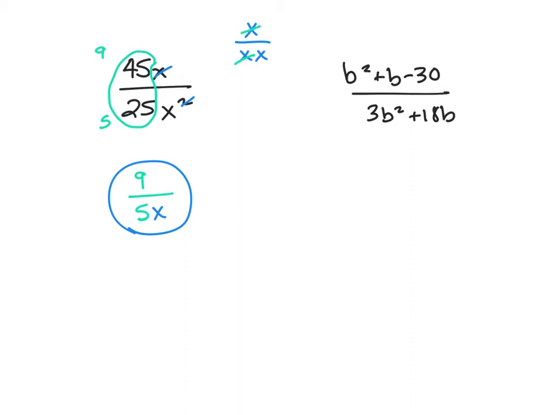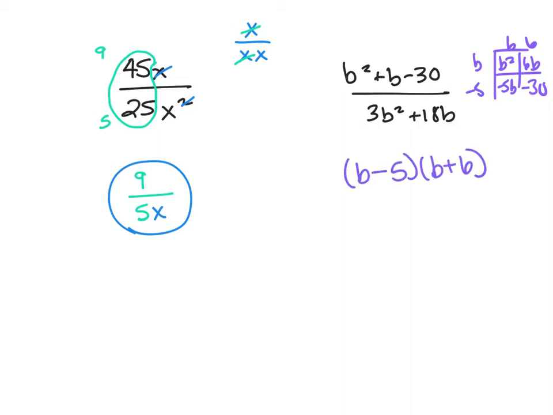This next one, now we're getting into more complicated expressions. And notice there's pluses and minuses in here without any parentheses. So these need to be totally factored first before we can cross anything out. So we need to use our box to help us factor. This top one, b squared plus b minus 30. Numbers that multiply to negative 30 and add to positive 1 would be 6 and negative 5. Pull all of our factors out. So we know the top factors to be b minus 5 and b plus 6.